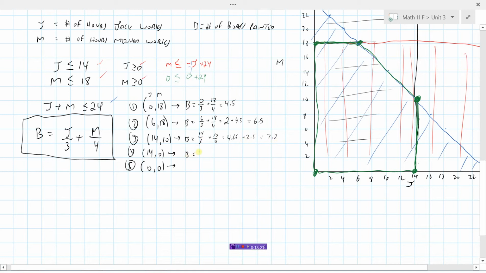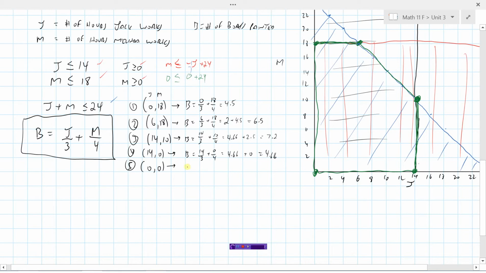And in this situation, we'd have 14 divided by 3 plus 0 divided by 4, which is going to get a little more than 4 boats done. 4.666.